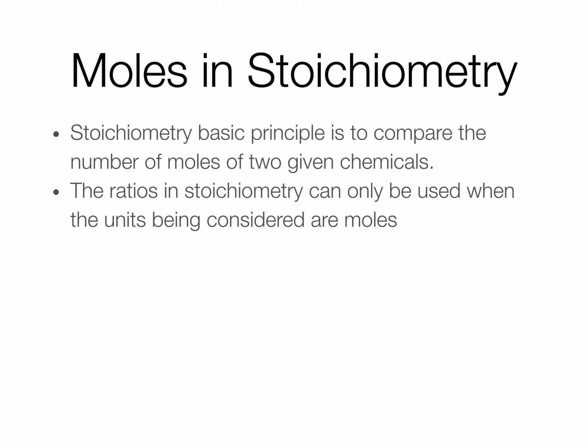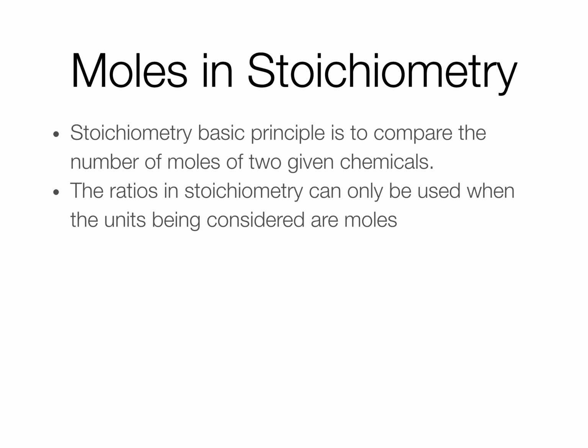So, the basic principle of stoichiometry is that we want to be able to compare how different amounts of chemicals relate to one another in a reaction. And the simplest way to do that is to compare the number of moles of one chemical to the number of moles of another chemical in a reaction. So we can do this using our balanced chemical reactions.